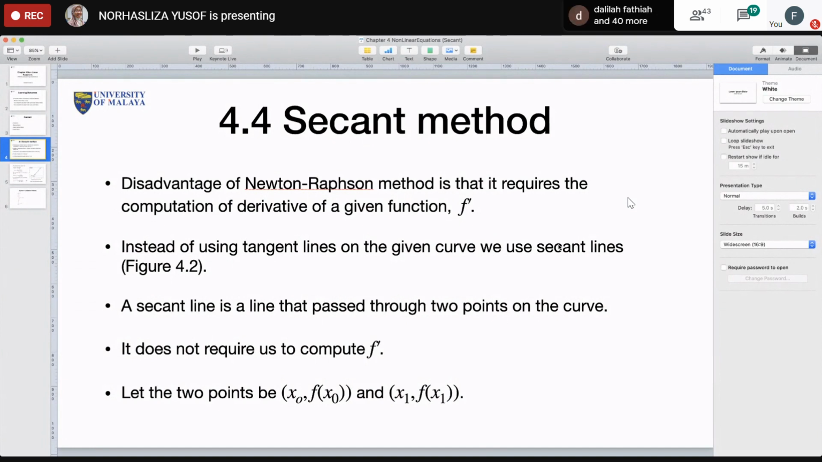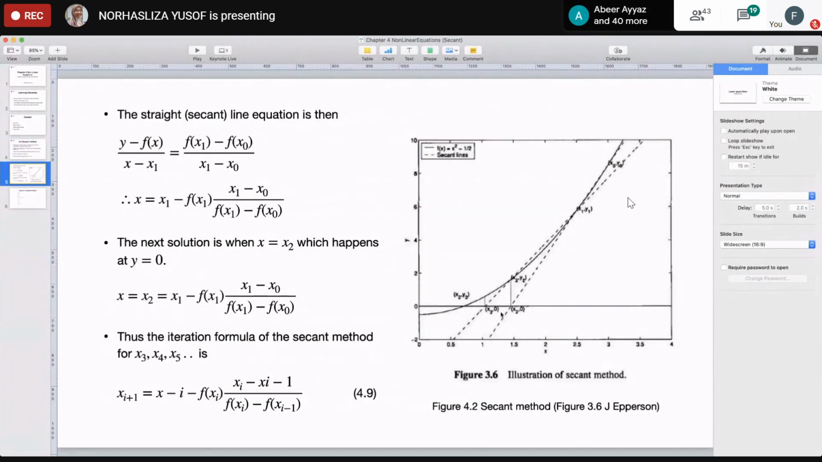So more work. For the secant method, it does not require the derivative of a given function, f prime. Instead of using a tangent line, we have to use a secant line, right? Secant lines means that we have two lines here. So you have two lines in the secant method, and when they join at one point, this is where the solution will fall, right?